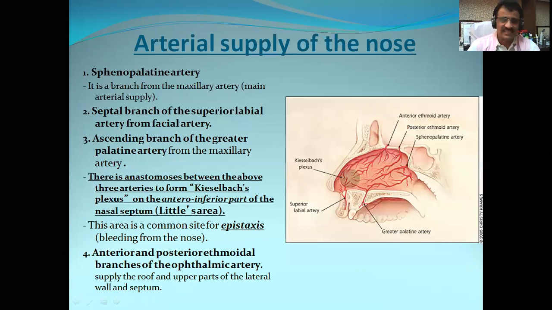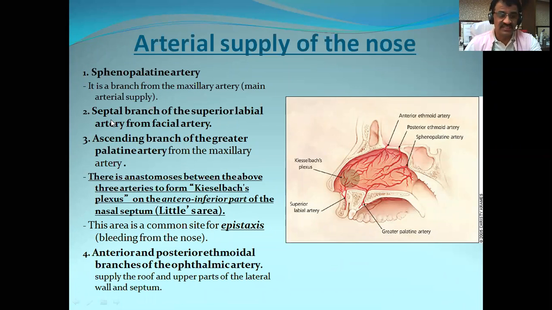So arterial supply of the nose is very important because of this one point here. You can see one point highlighted here, because nasal bleeding is very common. We call it epistaxis. For that purpose, we have to understand the arterial supply, blood supply of the nose. The first one is sphenopalatine artery. It is a branch of maxillary artery. So maxillary artery, because we are in the maxillary area, so everything is maxillary. Maxillary artery is a branch of external carotid artery, that you know.